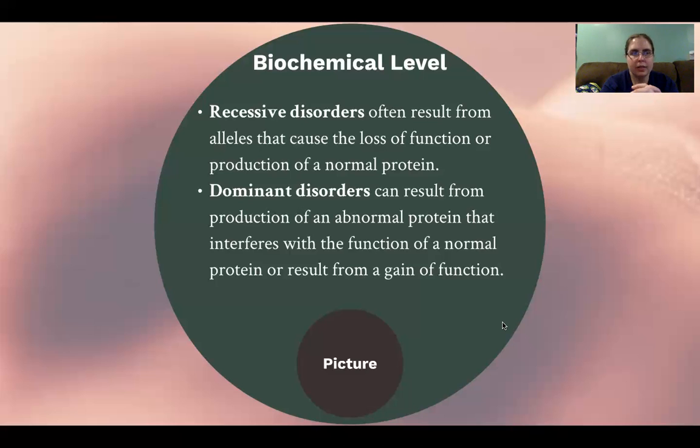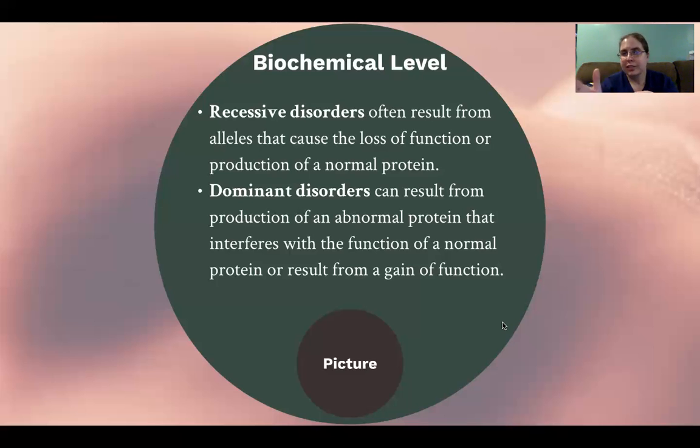As opposed to a dominant disorder. Now, this is when you have at least one dominant allele. That's all you need to express a dominant disorder. What happens with this is the protein is made, but it's an abnormal protein.